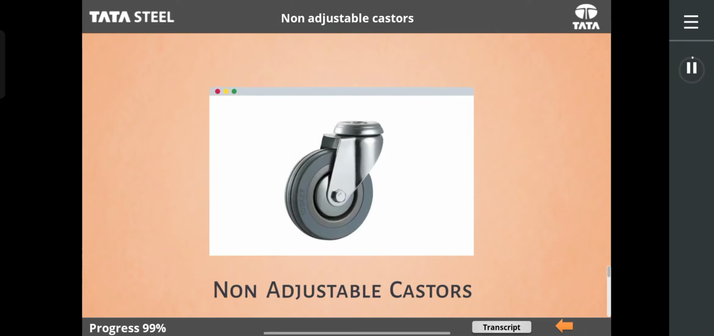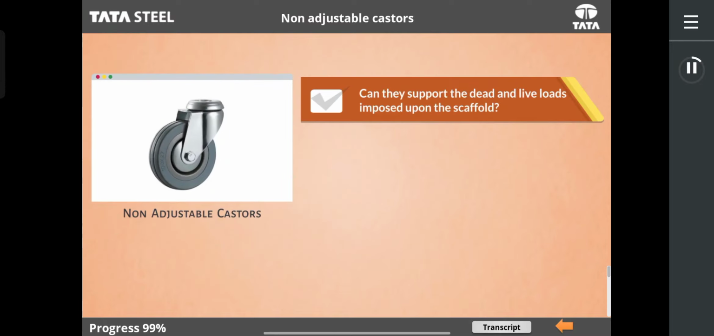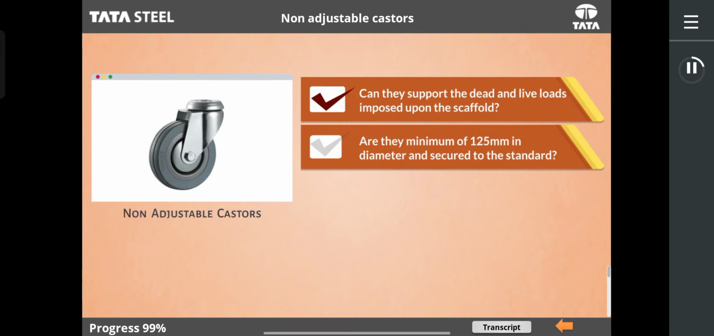While using portable scaffolds, check if the casters satisfy the following conditions. Can they support the dead and live loads imposed upon the scaffold? Are they a minimum of 125 mm in diameter and secure to the standard? This can be done by using an expanding internal spigot that fits into the standard or by using a locking device on a sleeve-type external fitting over the standard. This is to prevent a caster from falling out of the standard when wheeled over uneven surfaces.